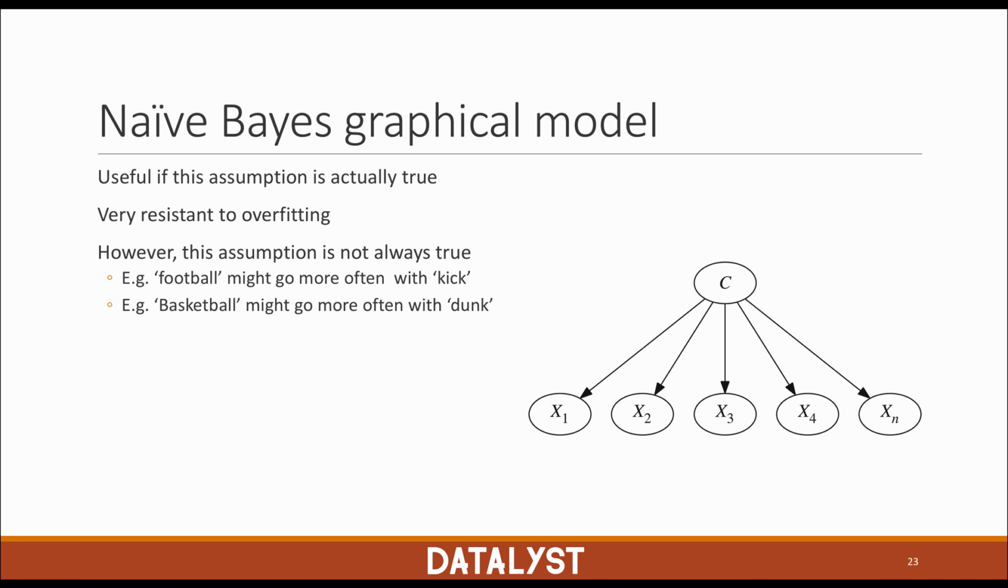So think about it for a moment. Let's say that you are trying to classify different types of text documents. You would expect that football as a word will occur more often with kick, and also basketball might occur more often with dunk. So you expect these interrelationships between variables, between words in this example, and naive Bayes cannot really take this into account, even if in practice it works quite well for many problems, especially text classification.